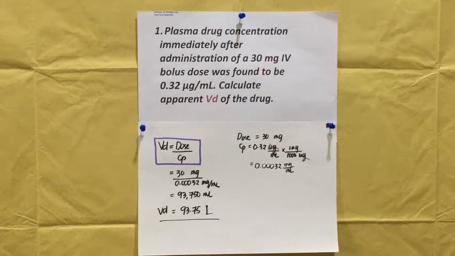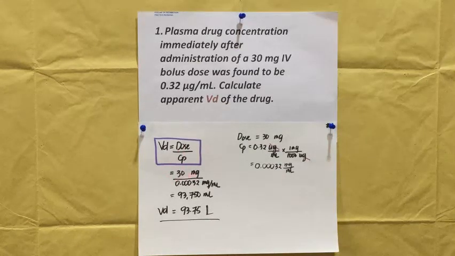So let's look at the given. The 30 mg here is the dose, and the 0.32 microgram per ml is the plasma concentration. Now, since the two are not in the same unit, we have to convert the plasma concentration into milligram by multiplying with 1 milligram divided by 1000 microgram. So, 0.32 microgram per ml becomes 0.00032 milligrams per ml.